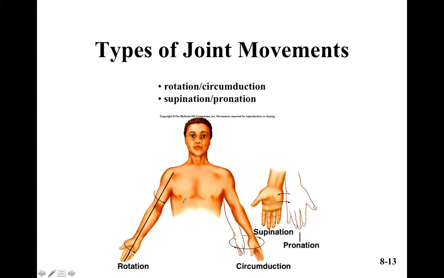Other types, you have rotation. Rotation is when the body part rotates around an axis, but it's the length of the body part that rotates around the axis. So this body part, your hand, is just turning back and forth. Circumduction, though, is when you have a fixed point and you're rotating around that fixed point. So this arm is rotating around a fixed point where it's rotating along the axis here.